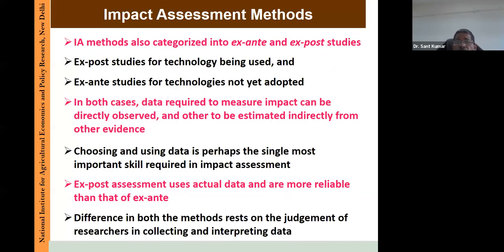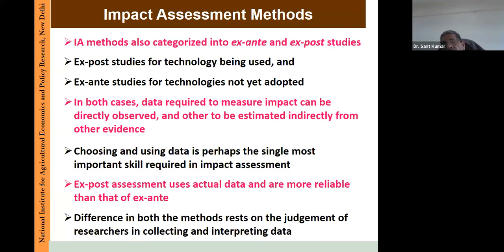So impact assessment can also be categorized into ex ante and ex post. Ex post studies are taken after the technology is being used, and ex ante studies for technology not yet adopted. But using this ex ante approach, one can give some idea about what will be the future of this technology.